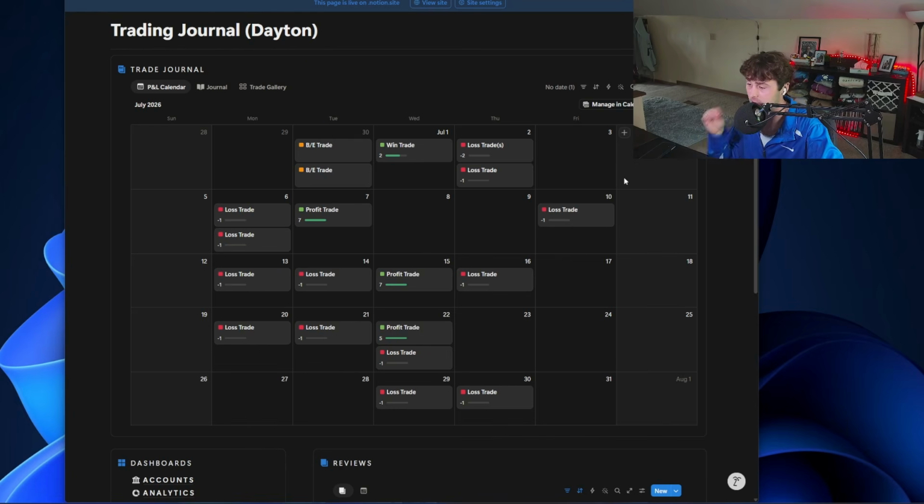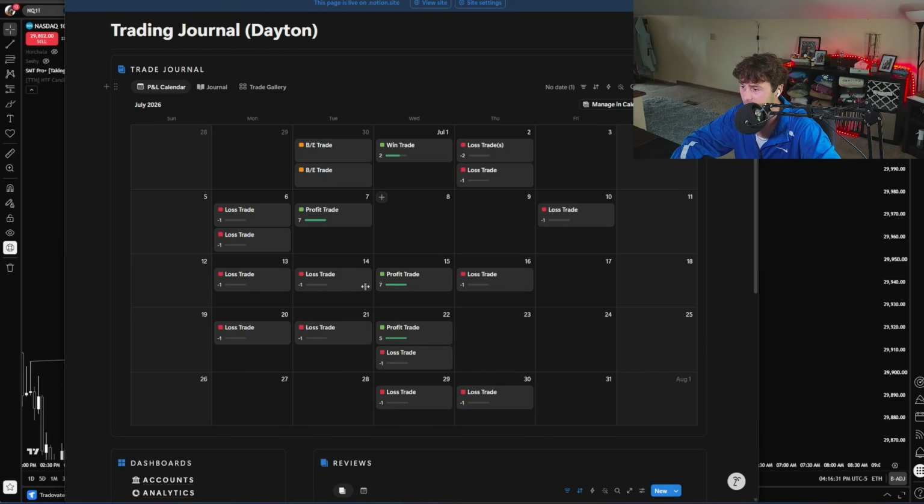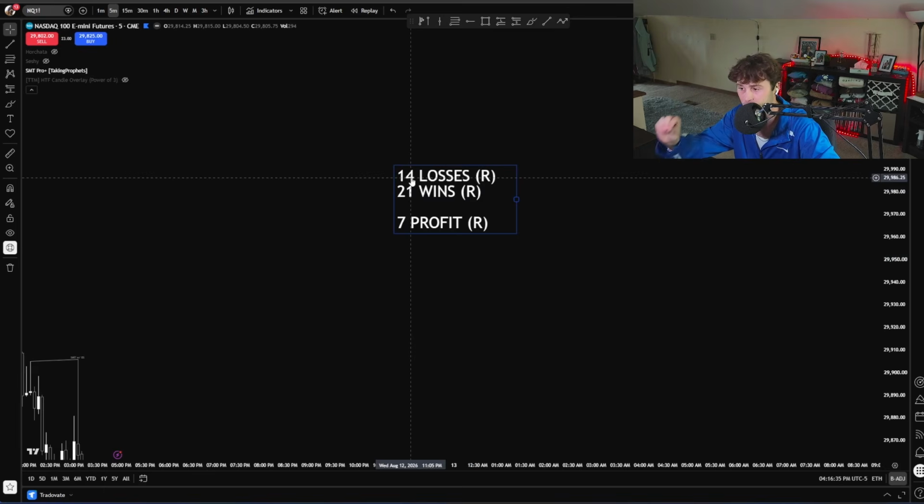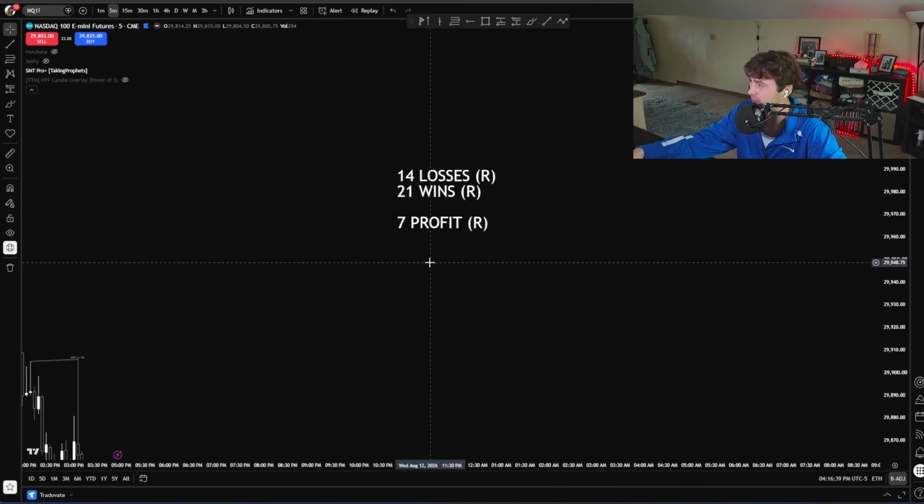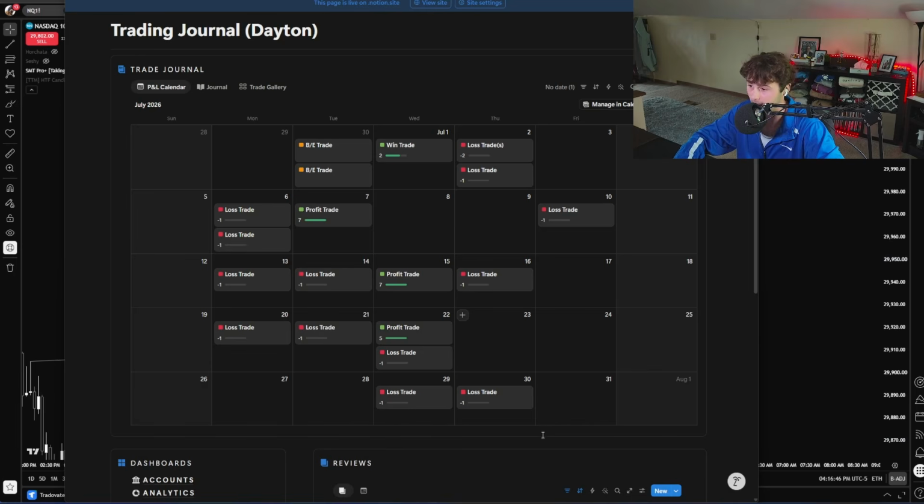But let's do the calculations here. So if we look through here and we do the calculations, right? Add up all the losses. I had 14R in losses. I had 21R in wins. So I was still in profit over 7R. Now, I know that might not seem incredible or anything like that, but I got absolutely fried on that month.